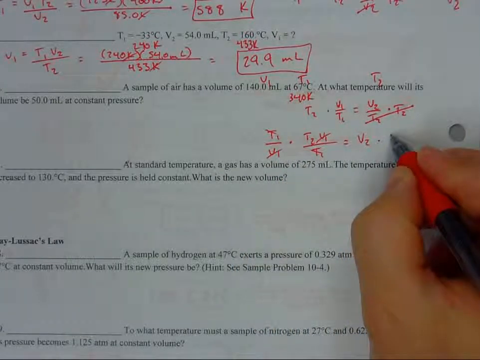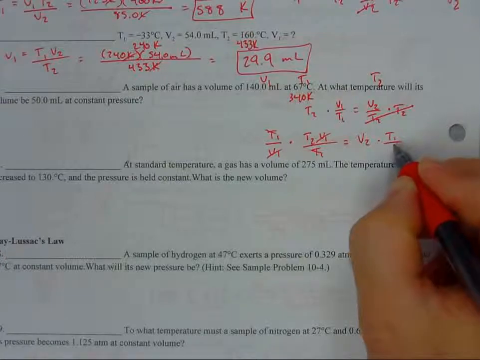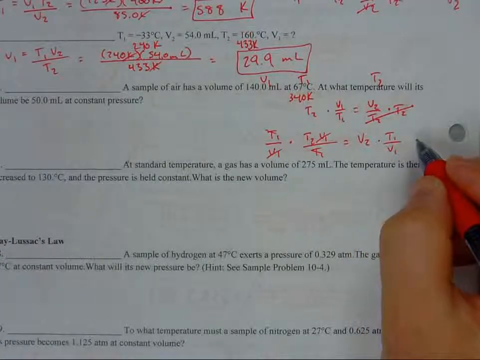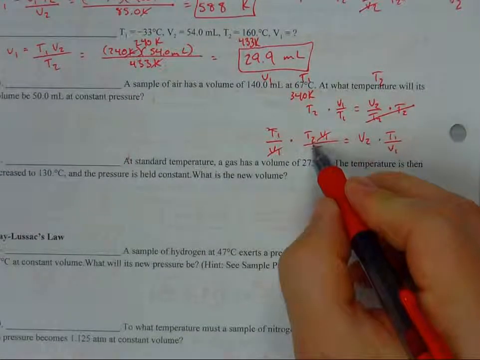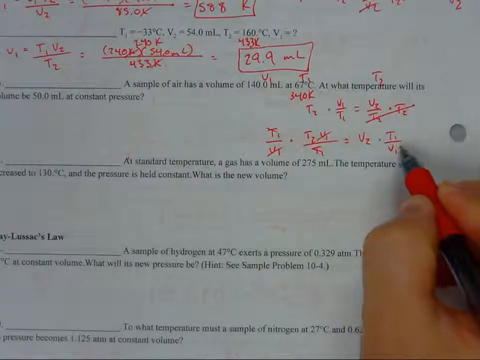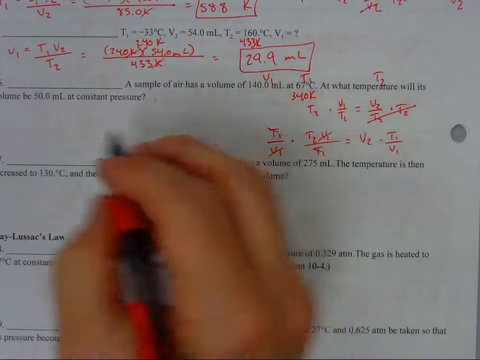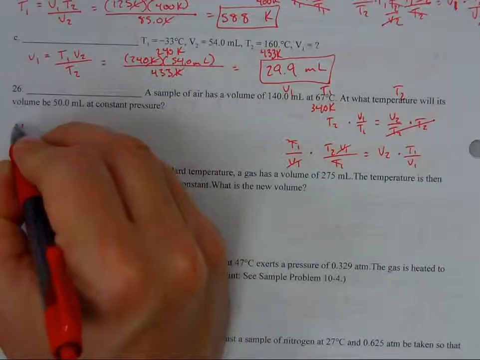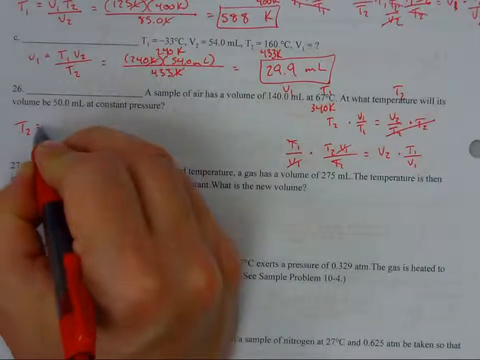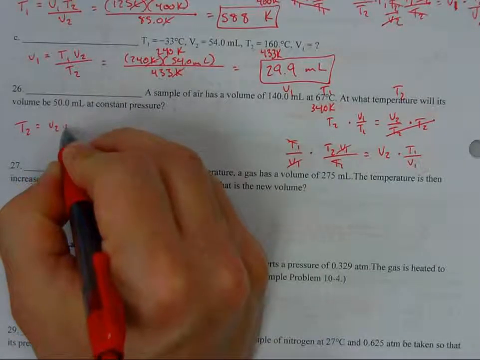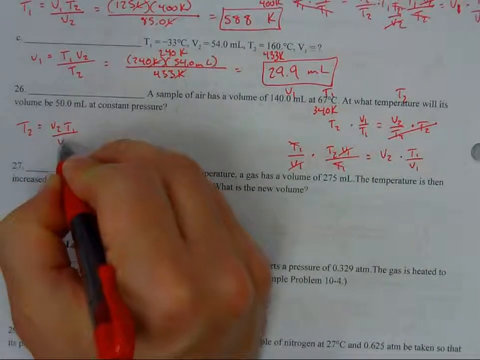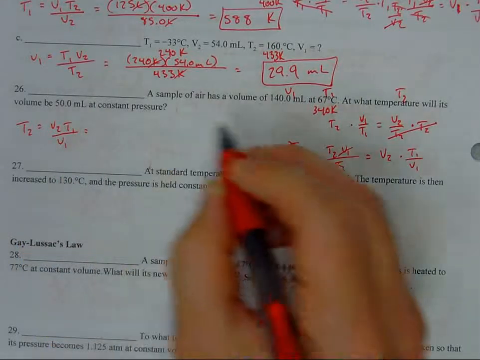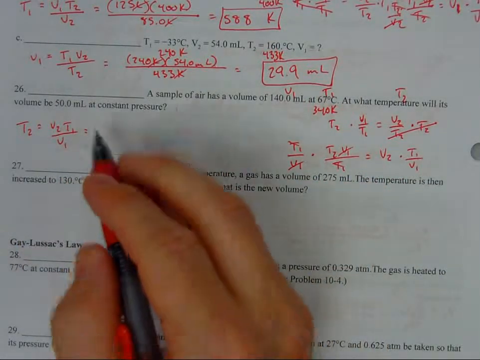And so over here, I have to, again, multiply and divide by the same thing. And so I end up with T2 is equal to V2 T1 over V1. So we can write that down nice and cleaned up over here: T2 equals V2 T1 over V1. Alright, now we should have all the numbers that we need.